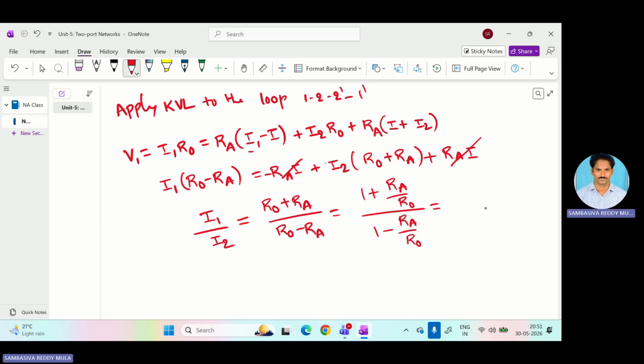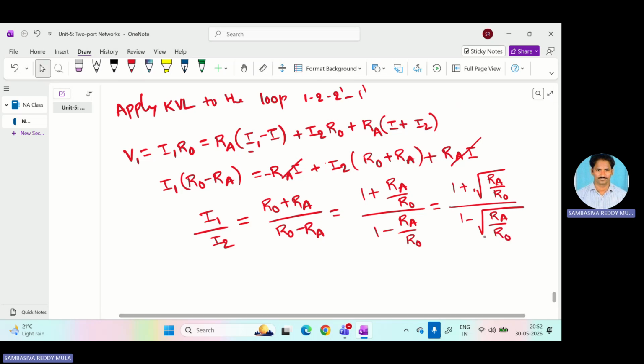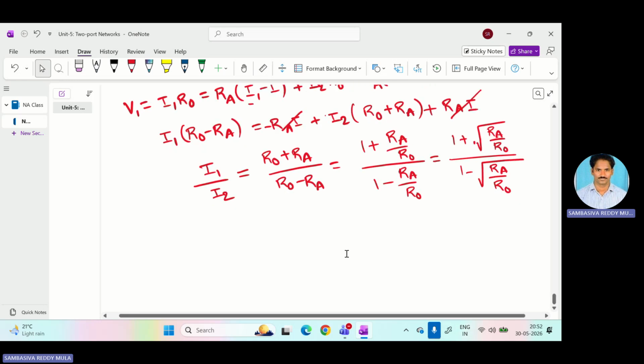So this also can be written as 1 plus square root of RA by R0. These ratios are nearly the same. So this is for notation only, for convenience. We are taking this square root, so there is no change in this ratio, even if you consider the square root.